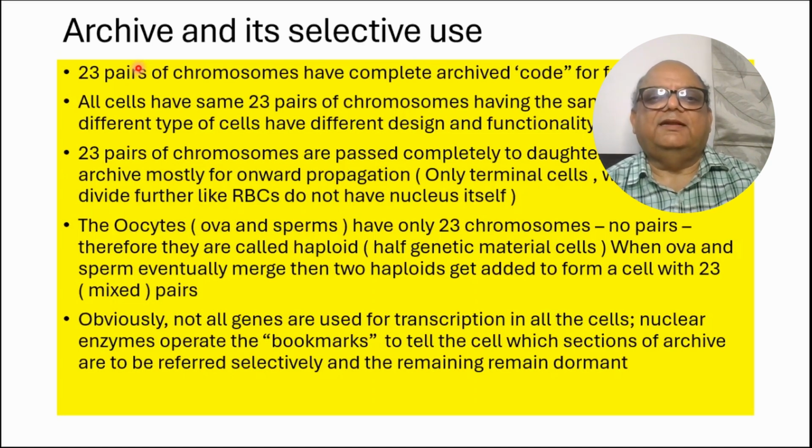They tell the DNA where to open, where to unzip, where to transcribe, what is to be read, what is to be just passed as archive in closed condition. Okay. So which sections of the archive are to be referred selectively and in which order, and the remaining shall remain dormant and they will be just passed on to the daughter cell as legacy.